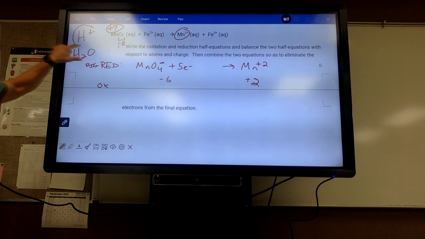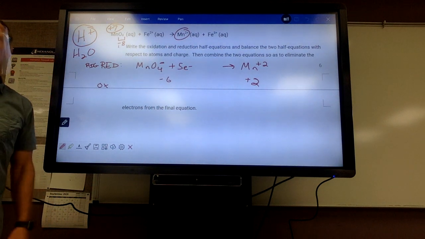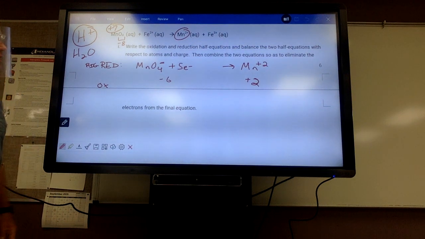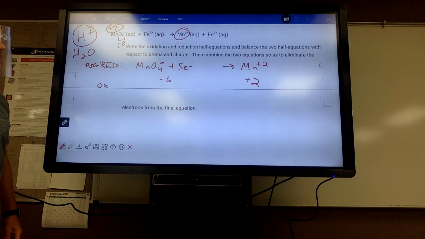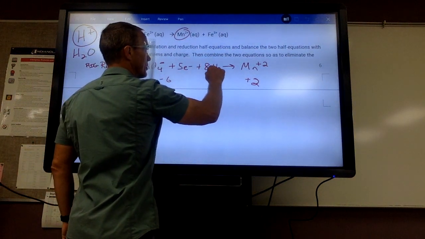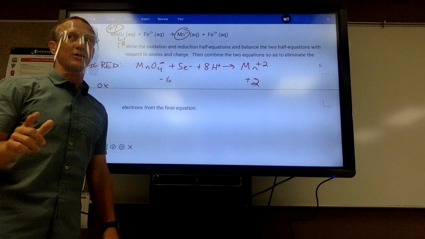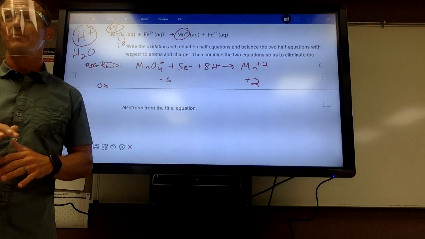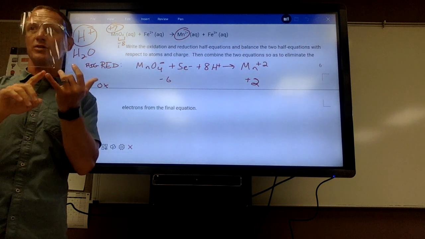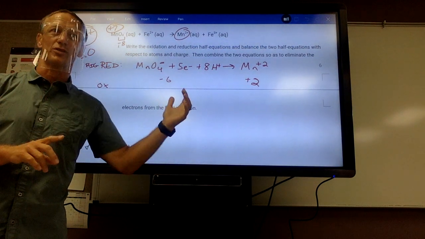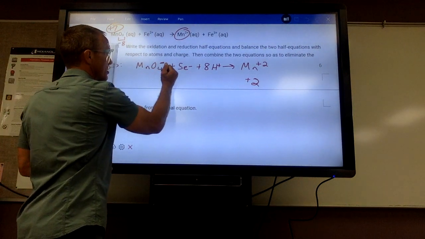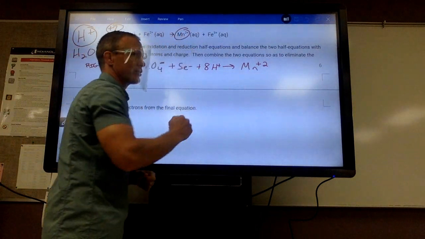Now, I can add in hydrogens because we're in acidic solution. So how many hydrogens do I need to add? 8 to the left side. There's probably an easier way to do that actually. Sometimes it's hard to figure out those charges. We're also going to add in waters to equal out our hydrogens and our oxygen. You can sometimes add in the water first. So think about it. There were 4 oxygens here. How many waters would you need to make 4 oxygens?